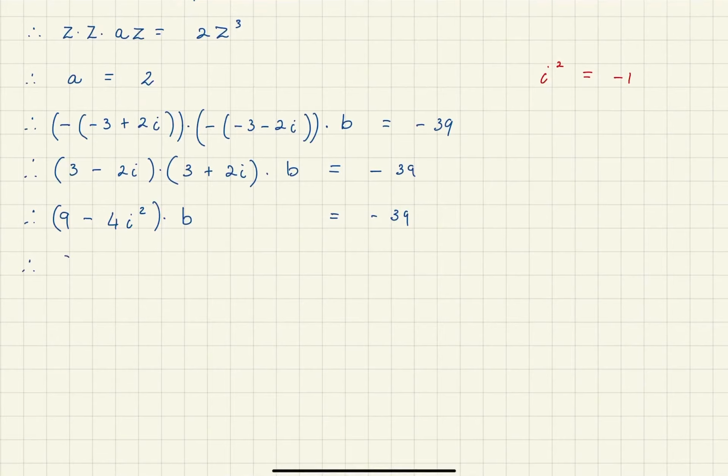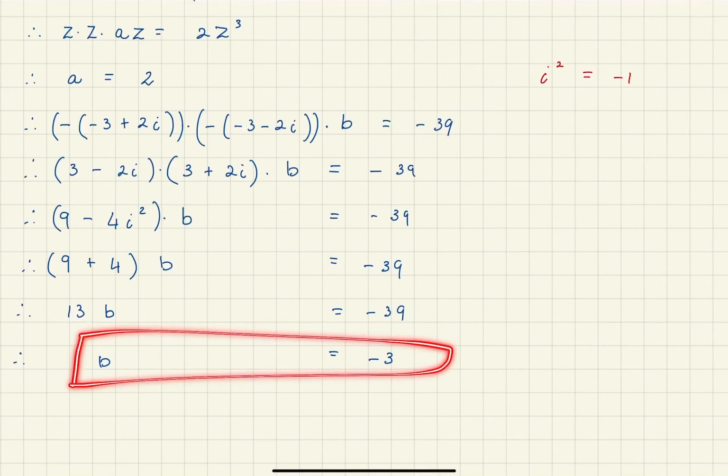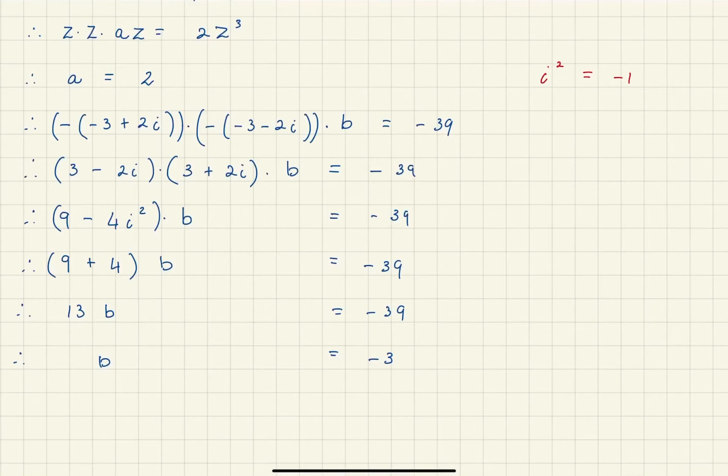Therefore 9 minus 4 times negative 1 is plus 4. 9 plus 4, b equals negative 39. Therefore 13b equals negative 39. Therefore b equals negative 3. So we solved for a. A was equal to 2. That was nice and simple. This one was a little bit trickier, but we got there in the end. B equals negative 3. So let's just put it together now.